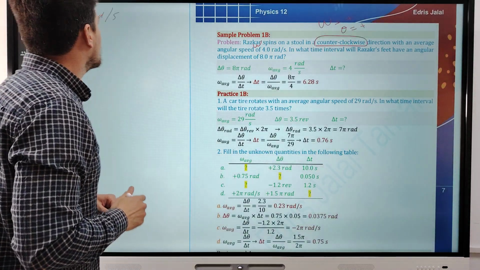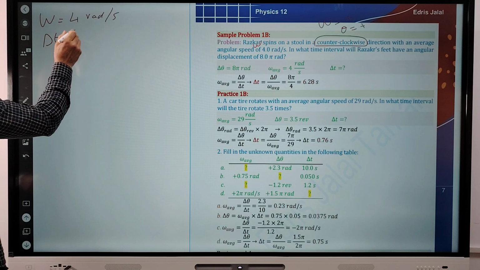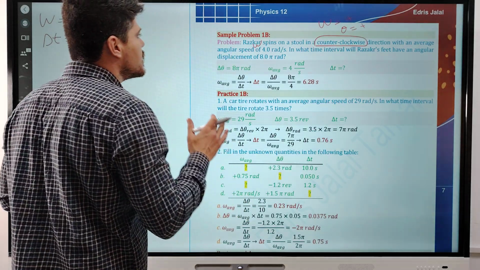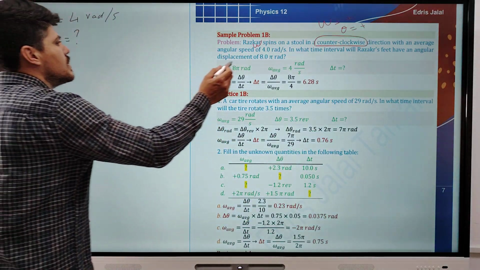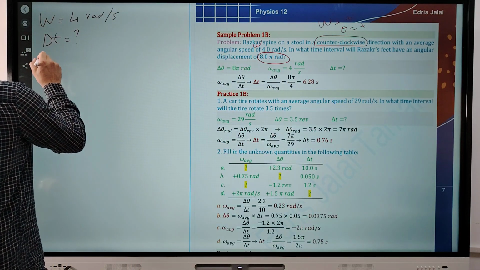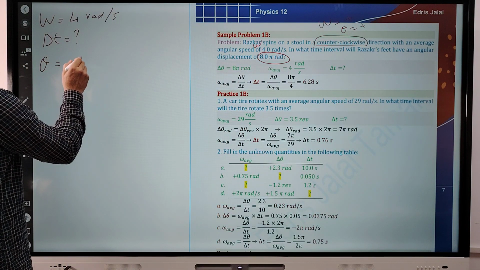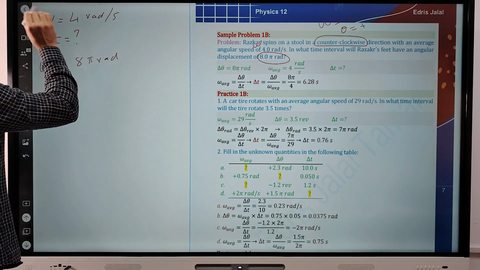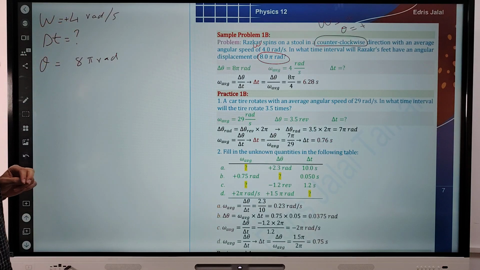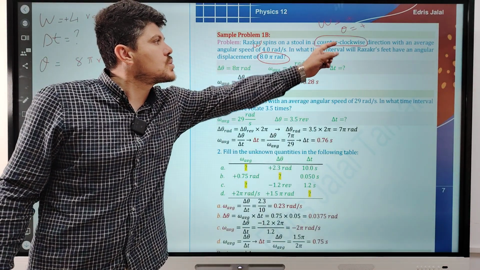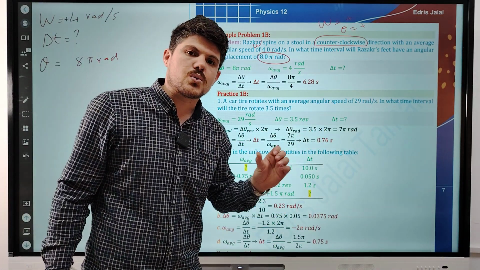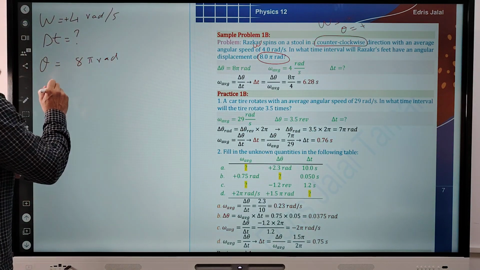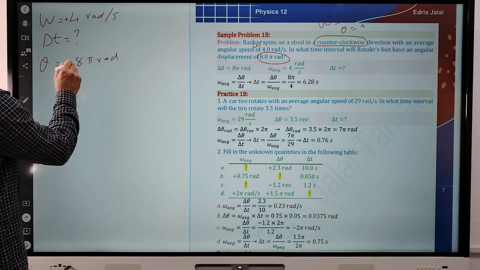In what time interval? What is unknown? t. The time interval is unknown. Will Raskar's feet have an angular displacement of 8 pi rad? What is this? Angular displacement. The angular displacement was given as 8 pi rad. But don't forget, please, is the angular speed positive or negative? It should be positive. Why? Because it is rotating in the counterclockwise direction. Why are theta and angular speed positive? Because the object is rotating in the counterclockwise direction.